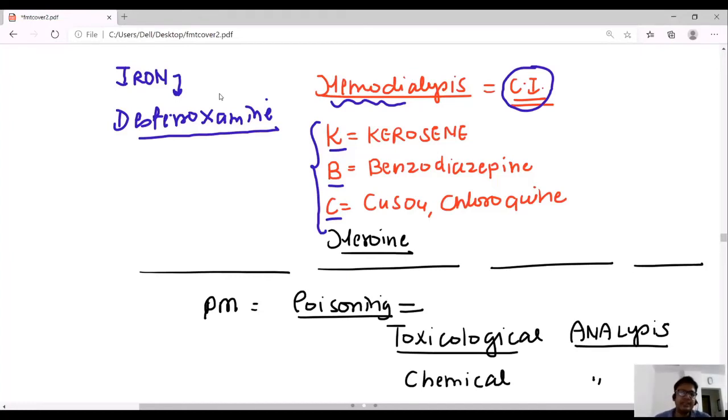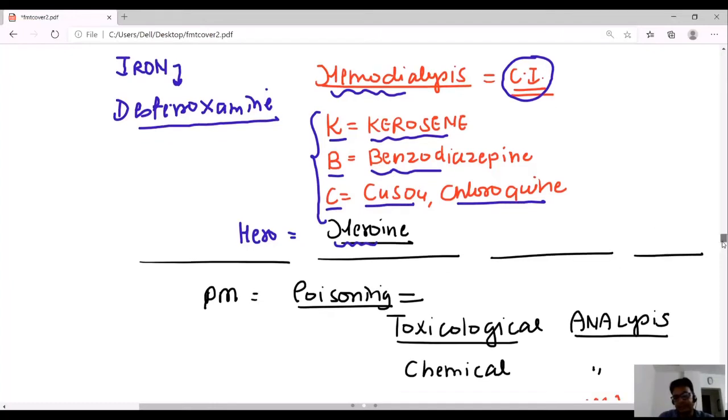Now, talks of hemodialysis is contraindicated in KBC. K for kerosene, B for benzodiazepine, C for copper sulfate and chloroquine, and hero for heroin. You can remember KBC hero. Hemodialysis is contraindicated in kerosene, benzodiazepine, copper sulfate and chloroquine, and heroin.